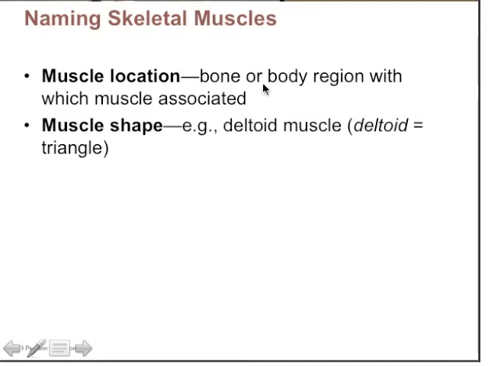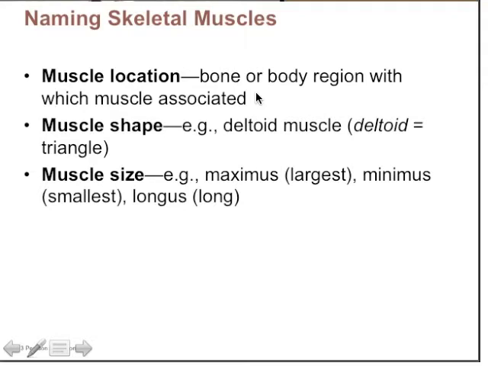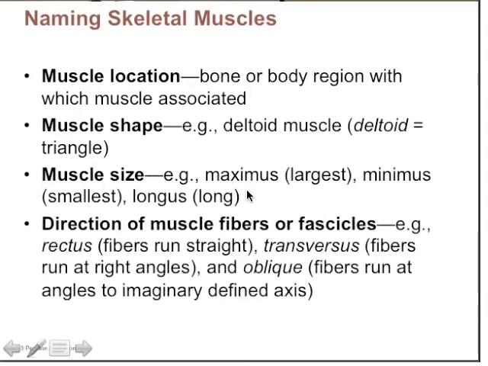A muscle named for its location would be a muscle such as the rectus abdominis, which is in the abdominal region. Sometimes muscles will be named according to their size. We call that their relative size. You're usually in a group of muscles. You'll have a small muscle, a big muscle, and an even bigger muscle, as an example. Maximus is generally indicating the largest muscle, minimus the tiniest, longus would be the longest muscle, and brevis would be the shortest muscle. The direction of fibers can also be used as a naming criteria.